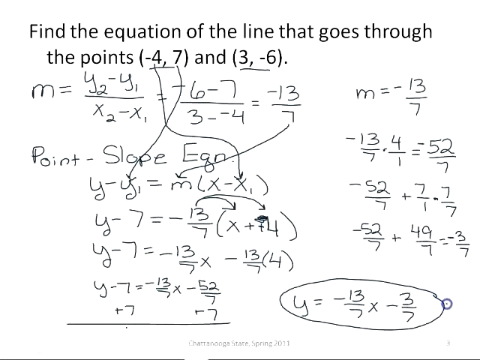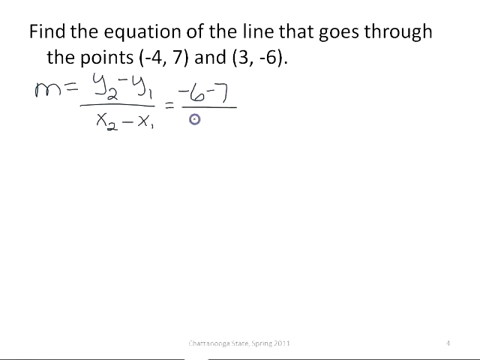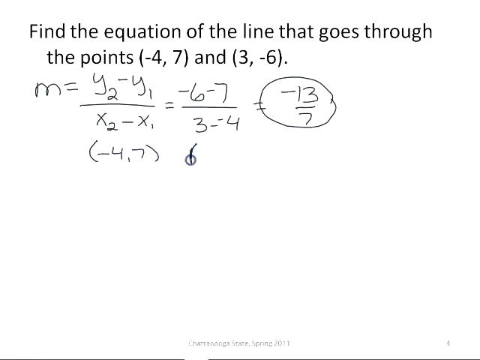To check yourself, you can plug your ordered pairs in and make sure that they do work in that equation. Now I'm going to use the same points and do it using the slope-intercept equation. My first step will still be to find my slope. So I subtract the y's on top and subtract the x's on bottom. So I'm still going to have my negative 6 minus 7 over 3 minus negative 4. So negative 13 over 7 is still my slope. But this time I'm going to use the negative 4, 7 with the m equals negative 13/7 in my slope-intercept equation, which is y equals mx plus b.